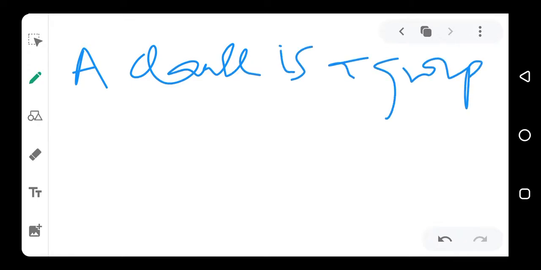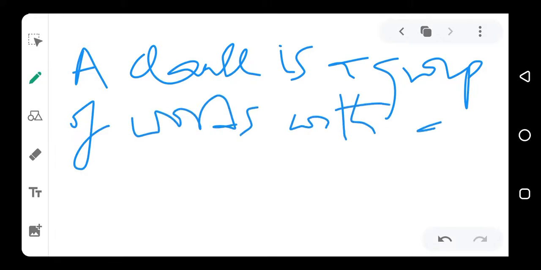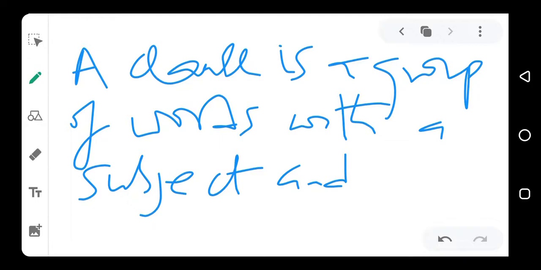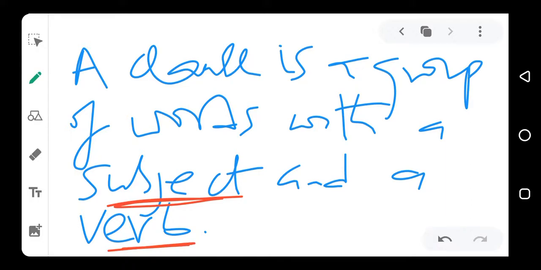A group of words with a subject and a verb. This is what we call a clause. So we identify two things that must be present for us to call a group of words a clause. They are a subject and a verb. They must be present for us to identify whether a group of words is a clause or not.